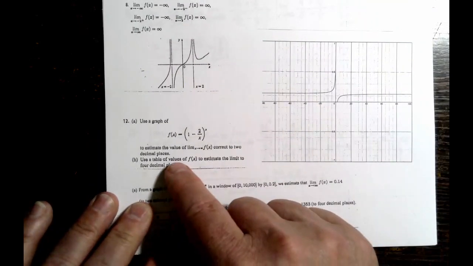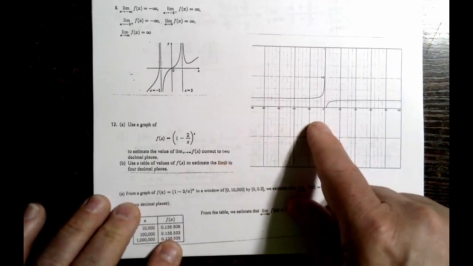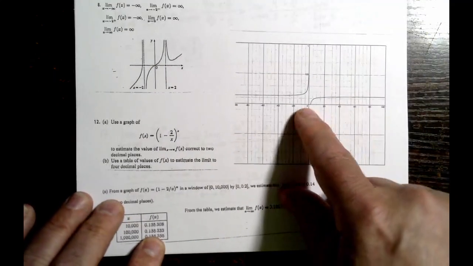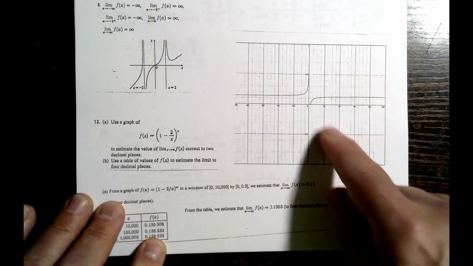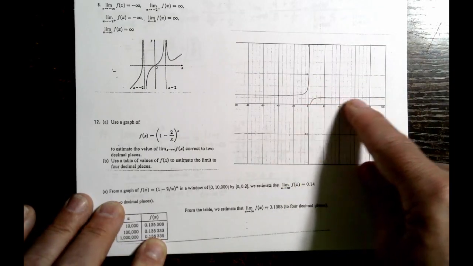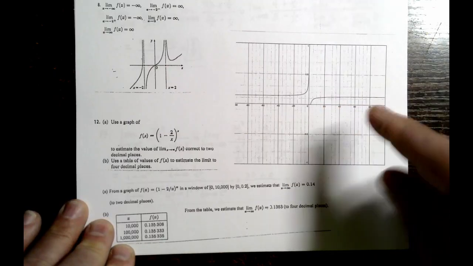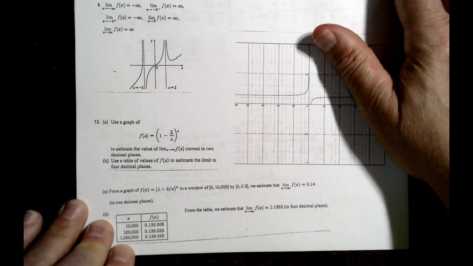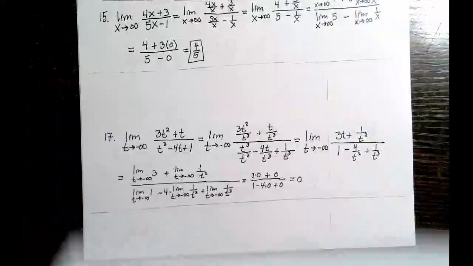Number 12, use a graph of this to estimate the value as x goes off to infinity. So as you go off to the right, you can see it's settling down to a certain number. Remember, this is 0.5 and this is 0, so that actually settles down to 0.1353, which is a good guess or estimate that we could say is the answer to that limit.